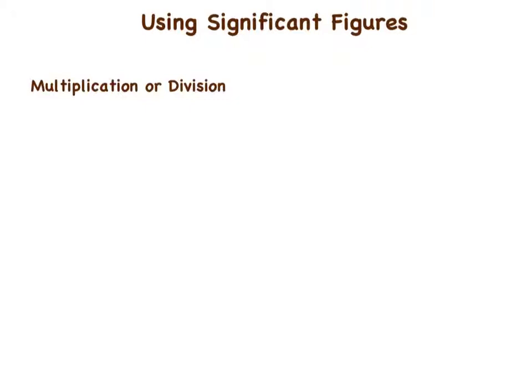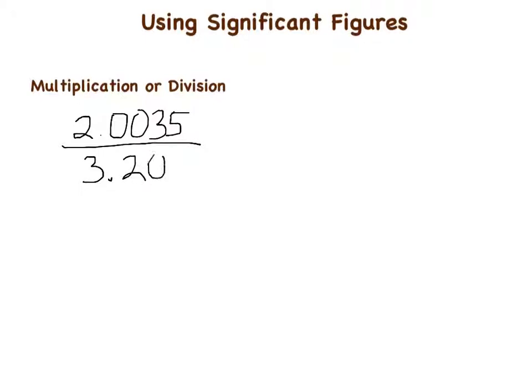So to start off, we're going to do multiplication and division. An example, when you are doing multiplication or division, such as 2.0035 divided by 3.2. When you do multiplication or division, the answer will have the same number of significant figures as the number with the least amount.